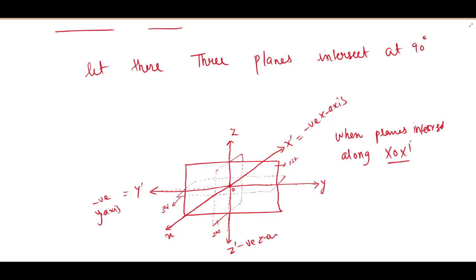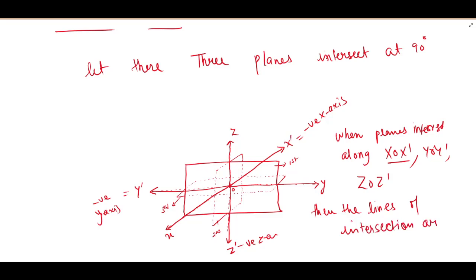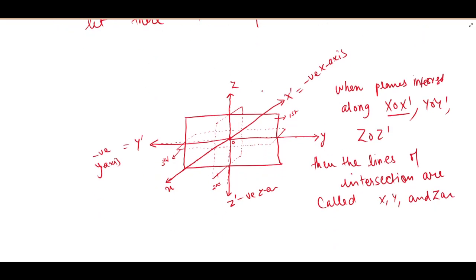So when these planes intersect along x dash, y dash, and z dash, the lines of intersection are called the x, y, and z axes. That is, these solid lines are the intersecting lines.